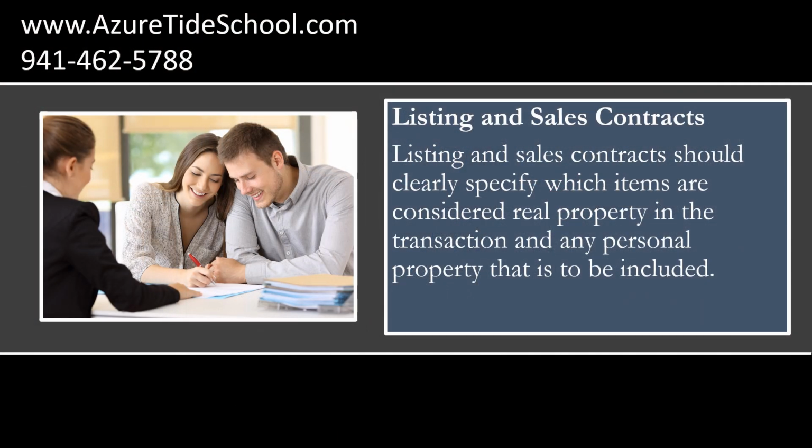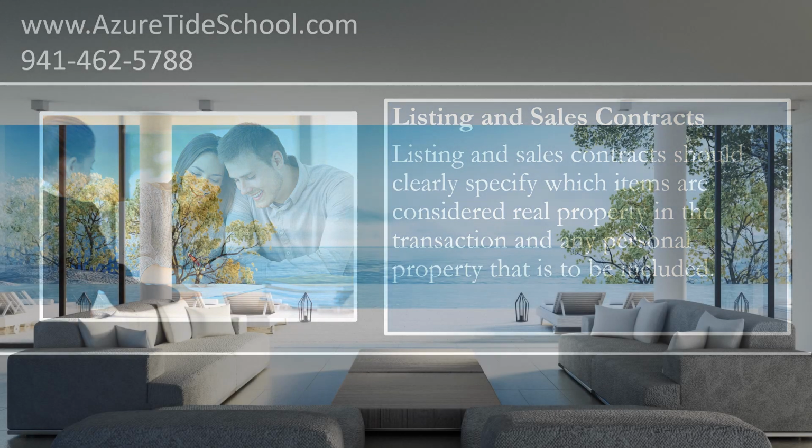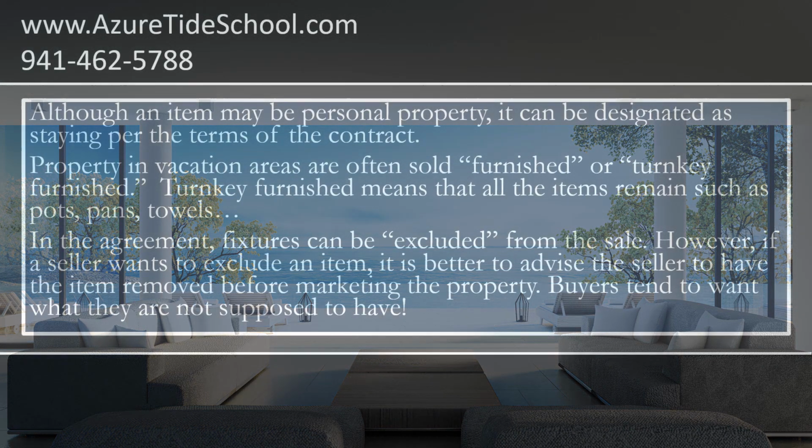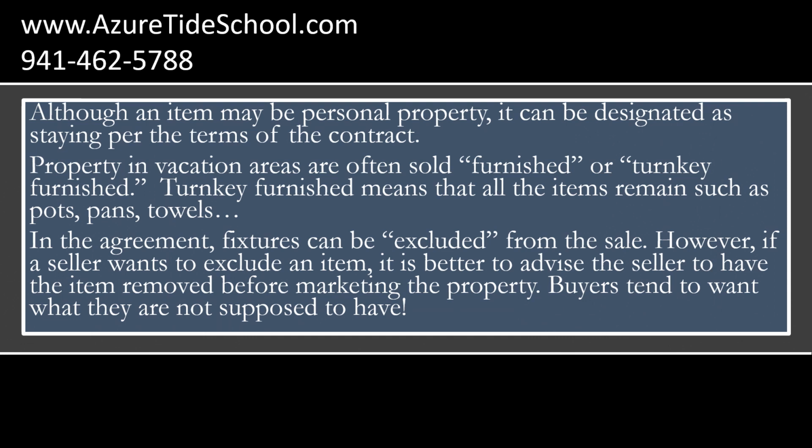Fixtures. Listing and sales contracts should clearly specify which items are considered real property in the transaction and any personal property that is to be included. Although an item may be personal property, it can be designated as staying per the terms of the contract.